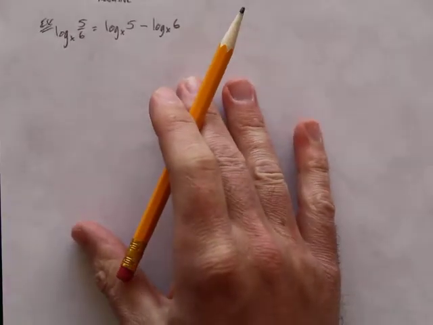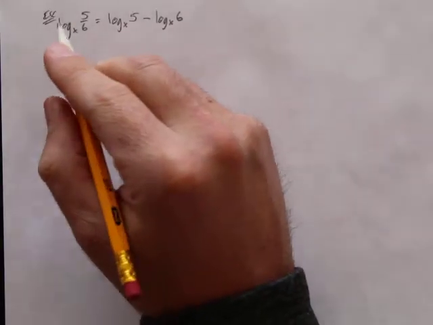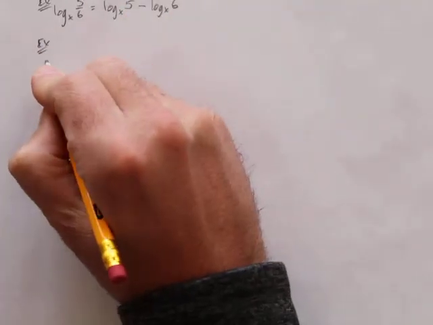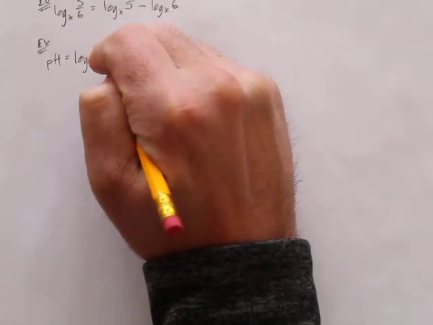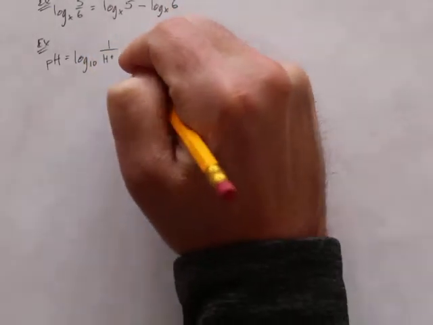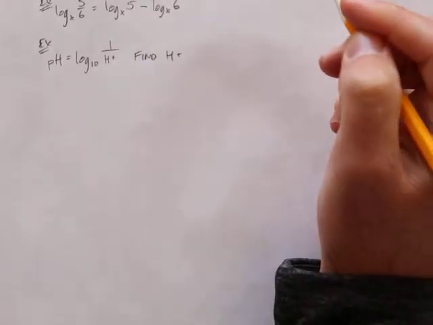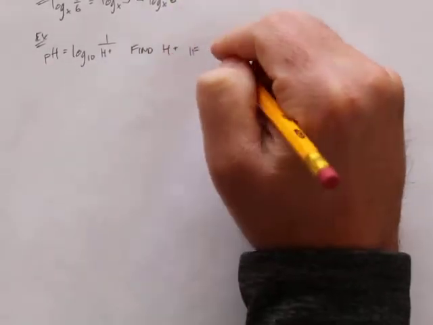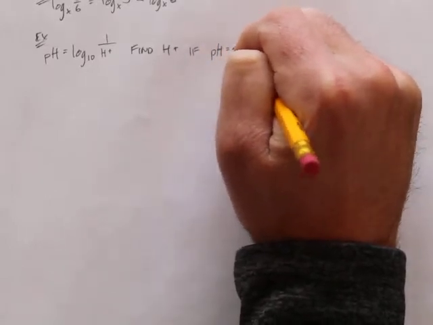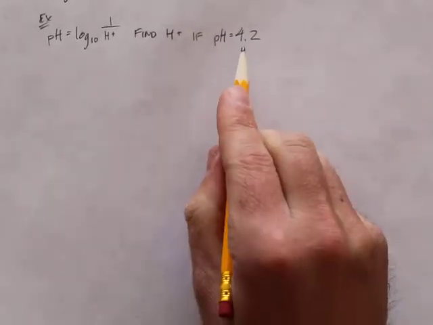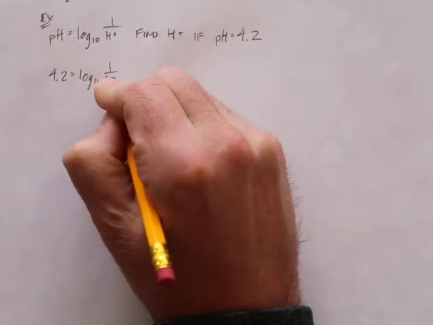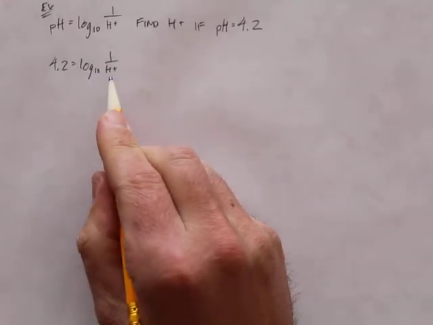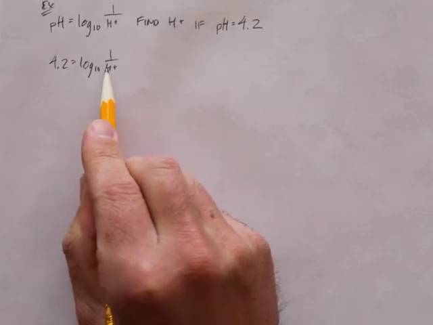Okay, now in the book they give us this crazy example that we're going to do here. And here's what it looks like. The pH of some substance is log base 10 of 1 over H plus. Find H plus if the pH equals 4.2. Okay, so let's see what we can do here. So the pH is 4.2. 4.2 equals log base 10 of 1 over H plus. And so now I just need to solve for H plus here.